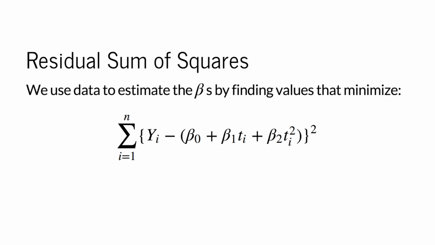Now, a next step, once we write down this model, is to figure out what the betas are. We don't know what they are. They're unknown parameters. And a very common approach to estimating the betas is to find the values that minimize the residual sums of squares. In this slide, I'm showing you the equation for the residual sums of squares. And you can see it's simply taking the difference between the data and the predicted value, and you square them and add them up.